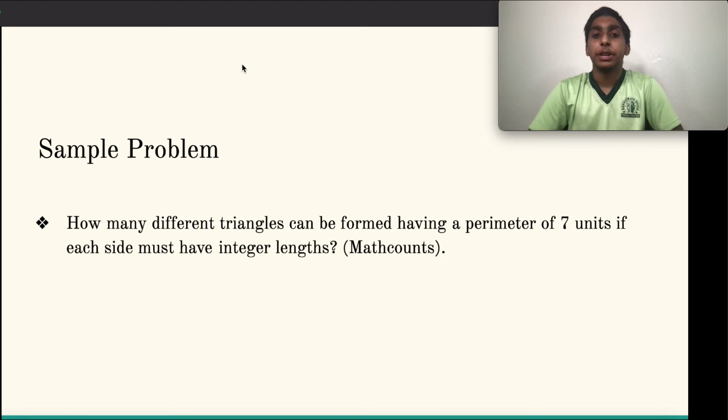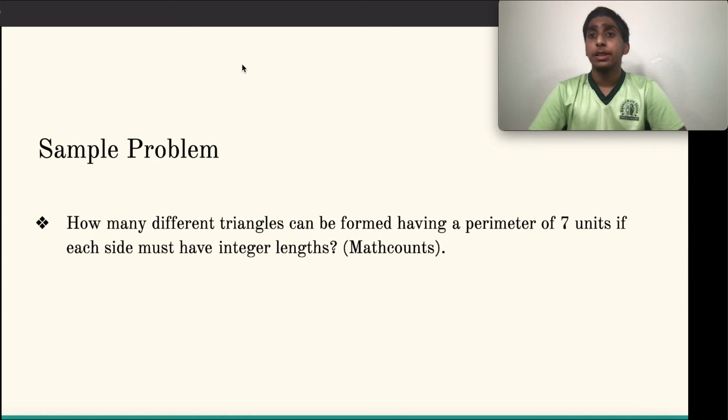Okay, we have a problem here. How many different triangles can be formed having a perimeter of 7 units if each side must have integer lengths? Again, this is from Mathcounts. So this problem is based on the perimeter values that we saw before, the perimeter table. You have your perimeter, you have to find your q value, you need to find your k value, you need to find which distribution fits your q, and then you need to plug it into the capital N formula. So go ahead, give it a go, pause me, and restart the video when you're ready to move on.